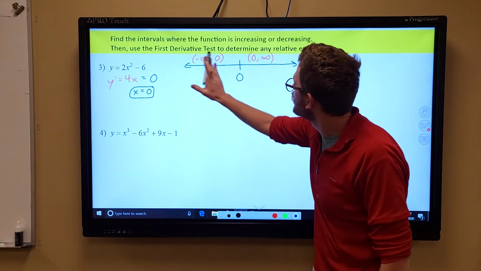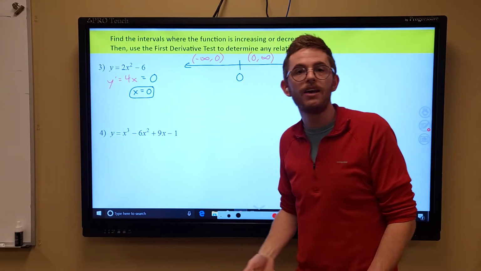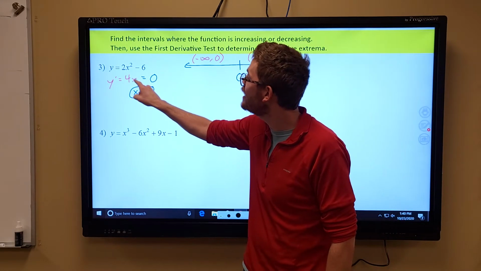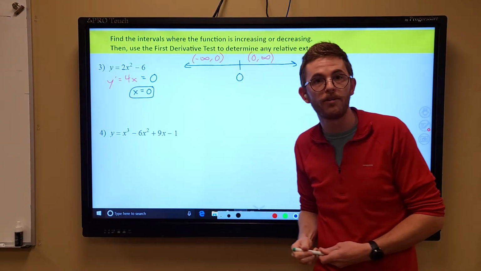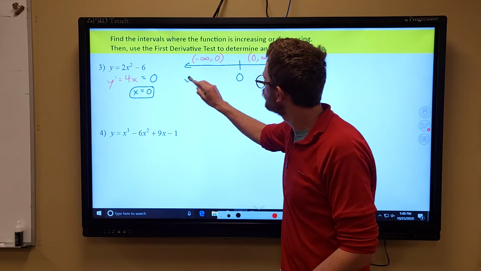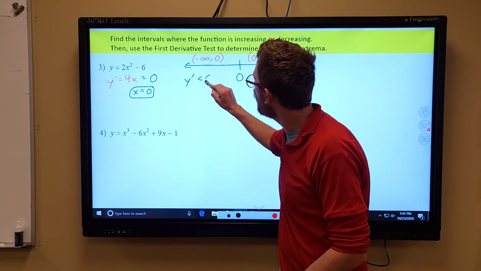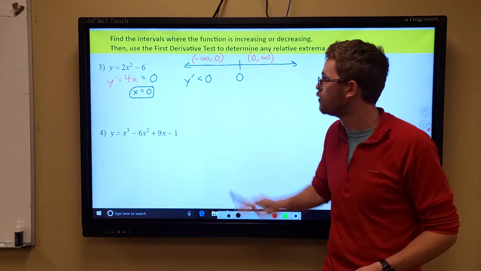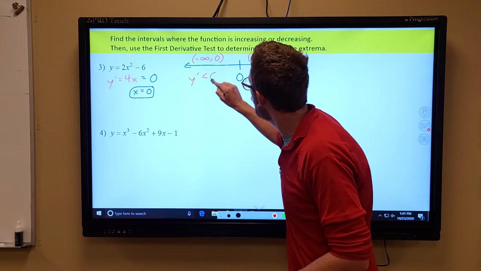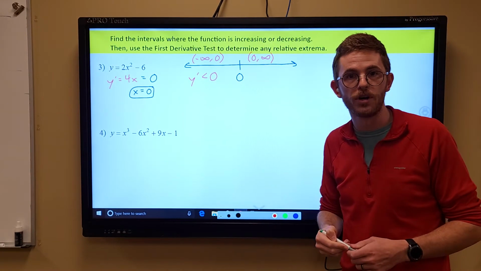For instance, what is left of 0? Well, it's any negative number. Literally any negative number is less than 0. And if you take any negative number and multiply it by 4, you're going to get a negative value. So my derivative is always less than 0 over here. I'll try to keep it different colors. Our derivative is always less than 0 over here.